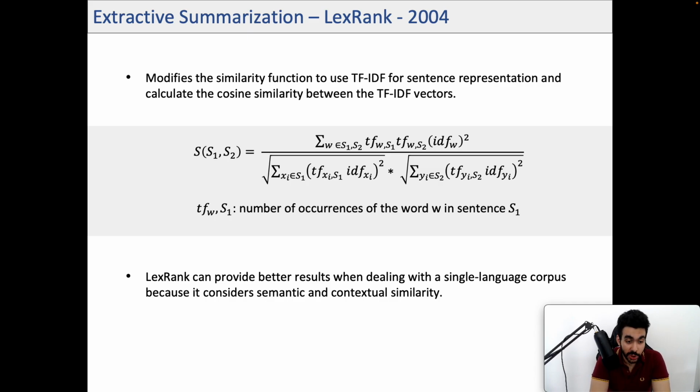And by that, we conclude our chapter on the graph-based algorithms, where we talked about TextRank, and we talked about LexRank, which is more or less a variation of TextRank with a different similarity formula.